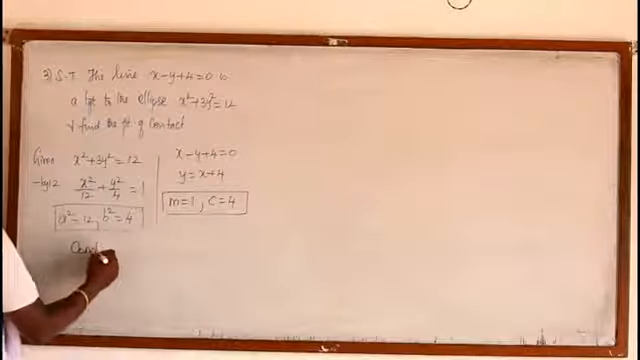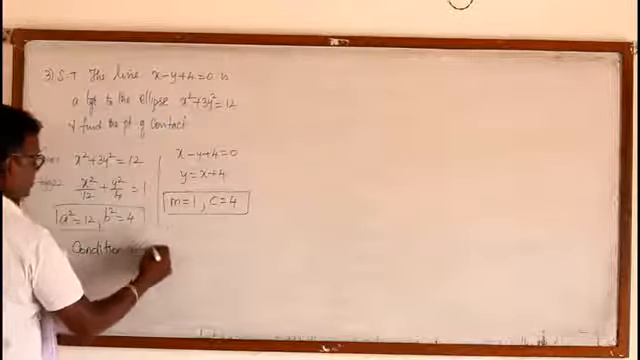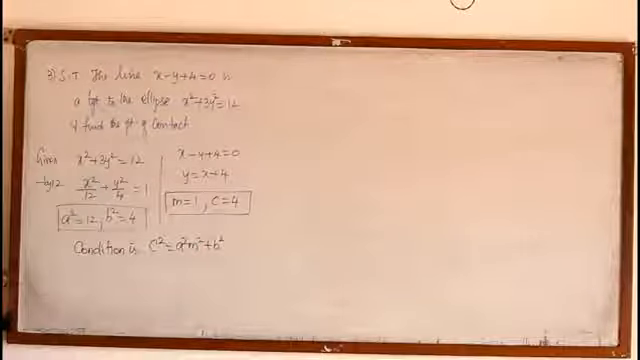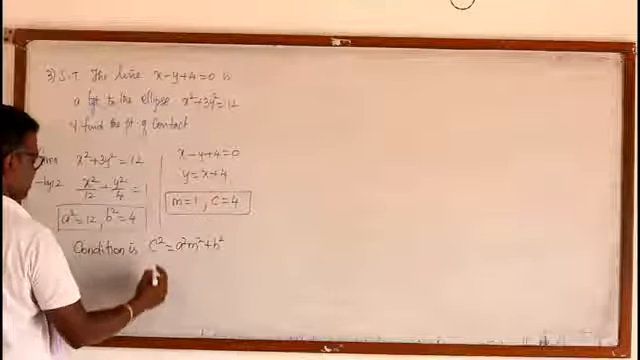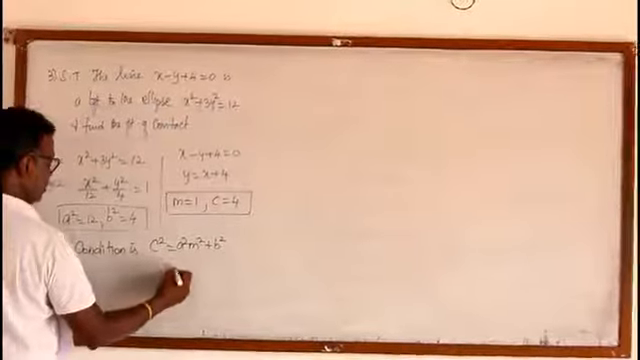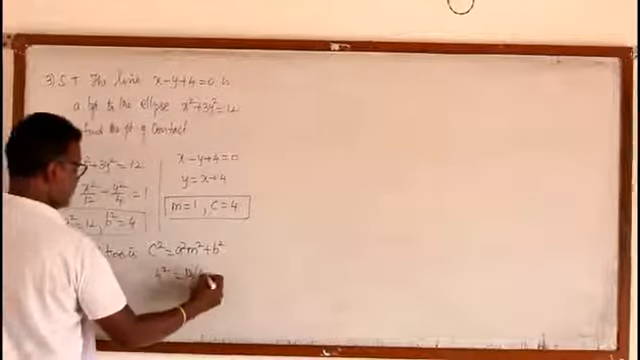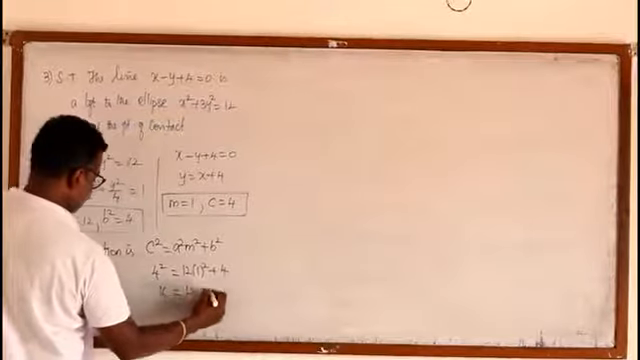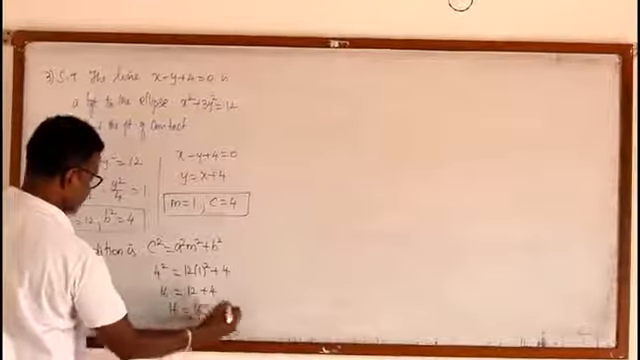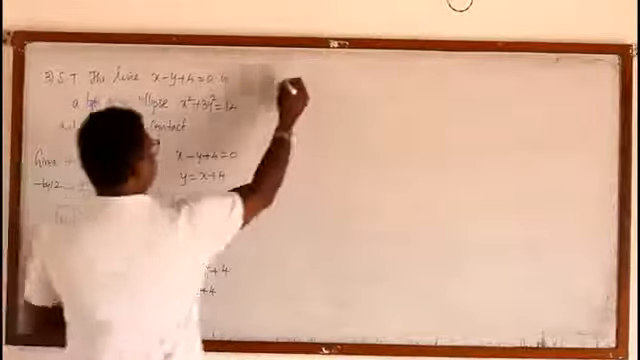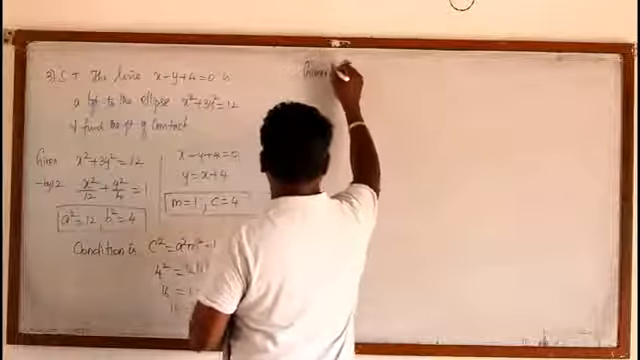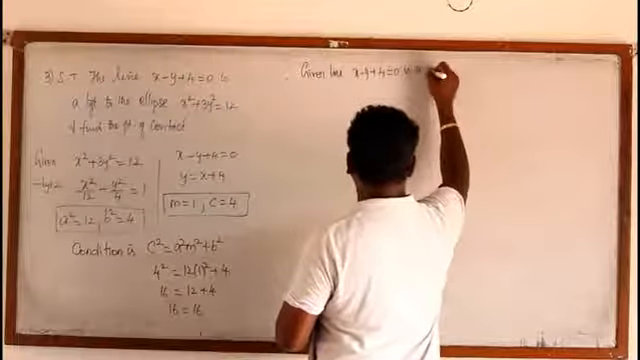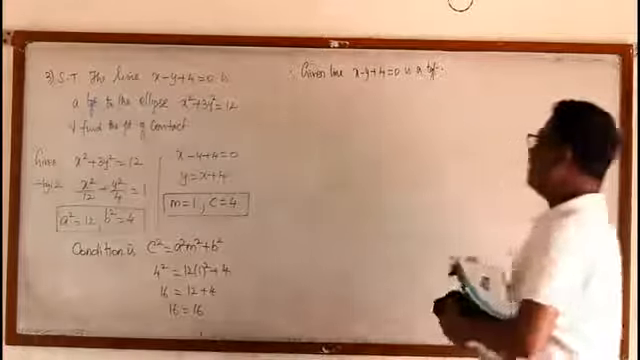Therefore the condition is c square equal to a square m square plus b square. We shall see whether this equation is satisfied by substituting all the values. c square is 4 square, a square is 12, m square is 1 square, b square is 4. So 16 equal to 12 into 1 plus 4. So 16 equal to 16. Therefore the condition is satisfied. Therefore the given line x minus y plus 4 equal to 0 is a tangent. So we proved that the line is a tangent.